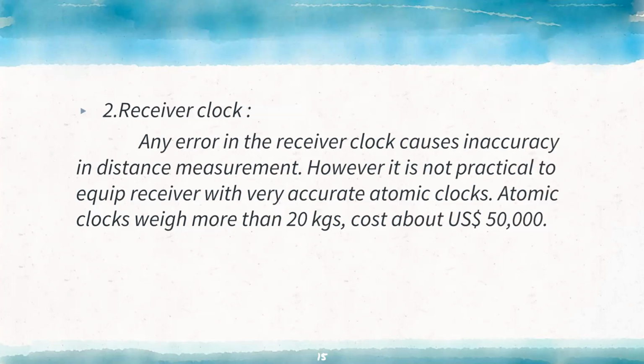The next error is the receiver clock error. There will be an error in the receiver clock, and it may cause inaccuracy in the distance measurement, but it is not possible to use accurate atomic clocks because the weight of an atomic clock is very much higher and the cost of it is also very high.